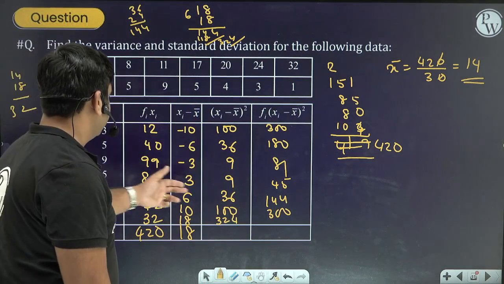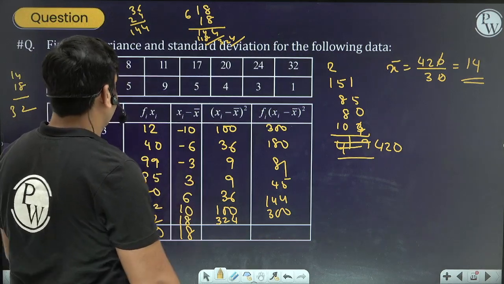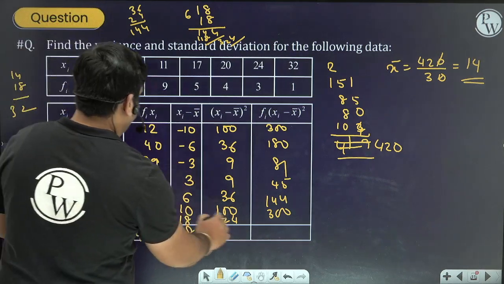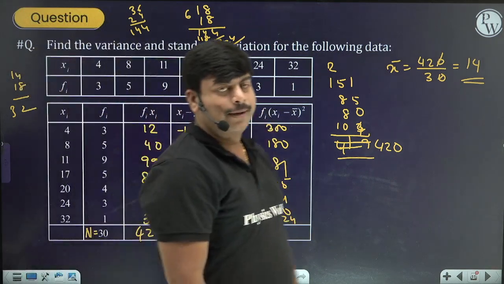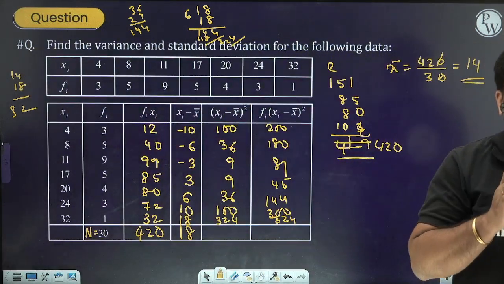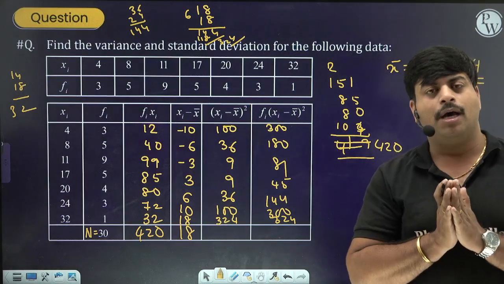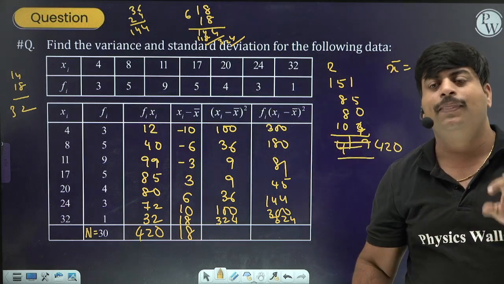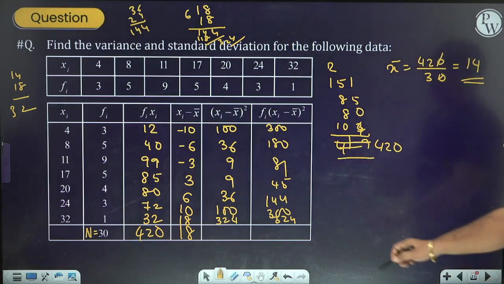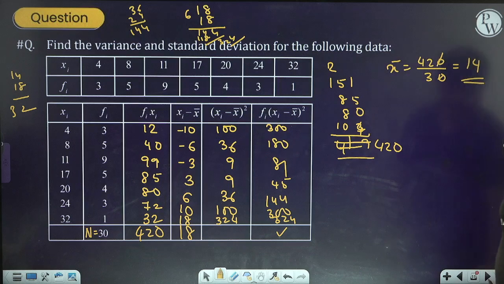Sigma fi into xi minus x bar whole square. That's it. 3 into 100 is 300. 1 into 324 is 324. So add all this, you'll get sigma fi into xi minus x bar whole square. It may look difficult, but people, these are only calculations; we are not making the formulas so complicated here. Simple formulas, simple calculations. So just find this out and your problem will be done.